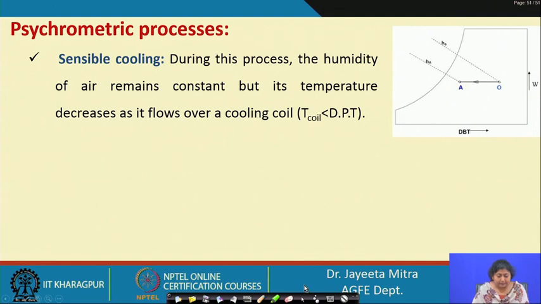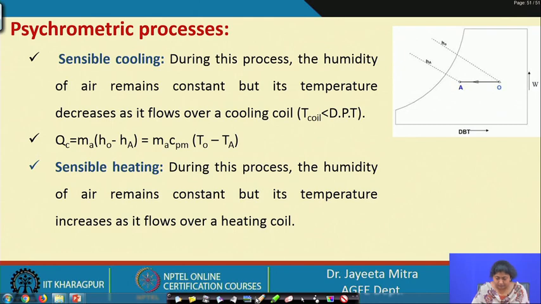First, let us see sensible cooling. Okay. So, what happened during this process? The humidity of the air remained constant, okay, but its temperature decreases as it flows over the cooling coil. So, when the air is passing through the cooling coil, whatever humidity it has, it will retain that, however, its temperature is reducing. Okay. So, sensibly the temperature is reducing, and since temperature is reducing, the energy of this air will change. So, how much will be the change?